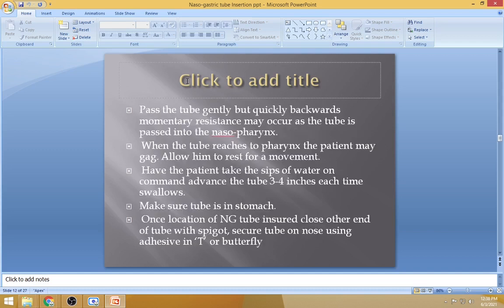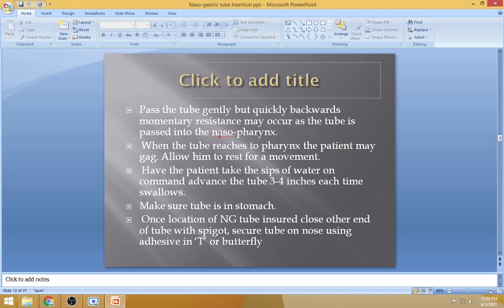pass the tube gently but quickly backward. Momentary resistance may occur as the tube is passed into the nasopharynx. When you position the patient, at what degree? 90 degree, the patient has to sit up, or which angle? Would the patient lie flat or half sitting? Ma'am, half sitting. 30 degree, no? 30 degree, okay. So while passing, it should go to the nasopharynx, not to the larynx, no?